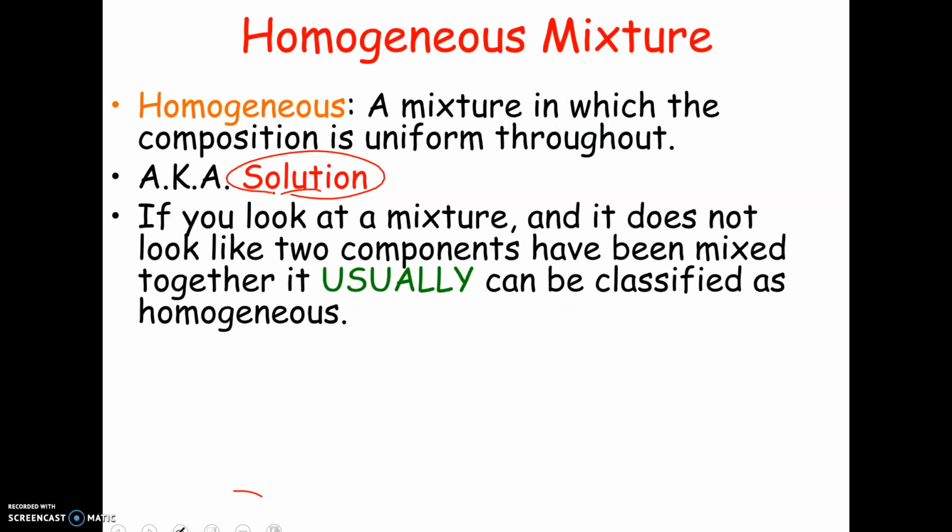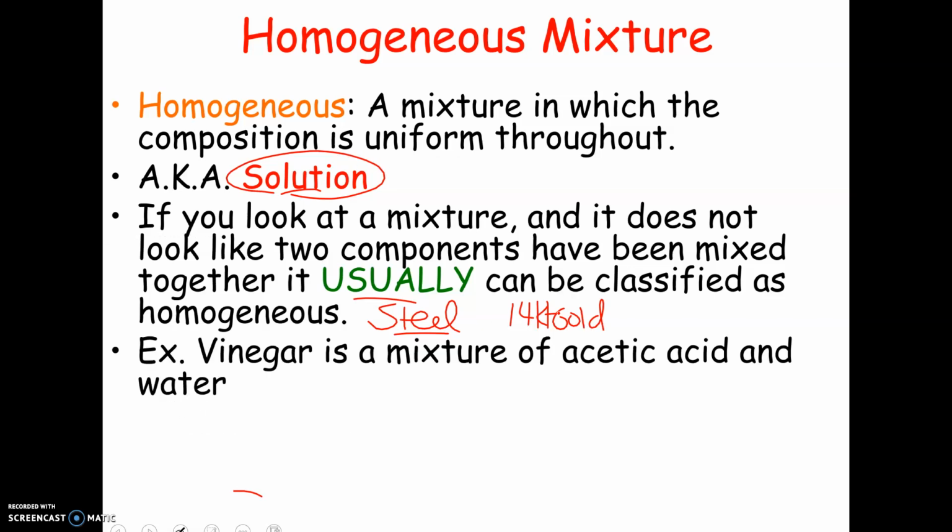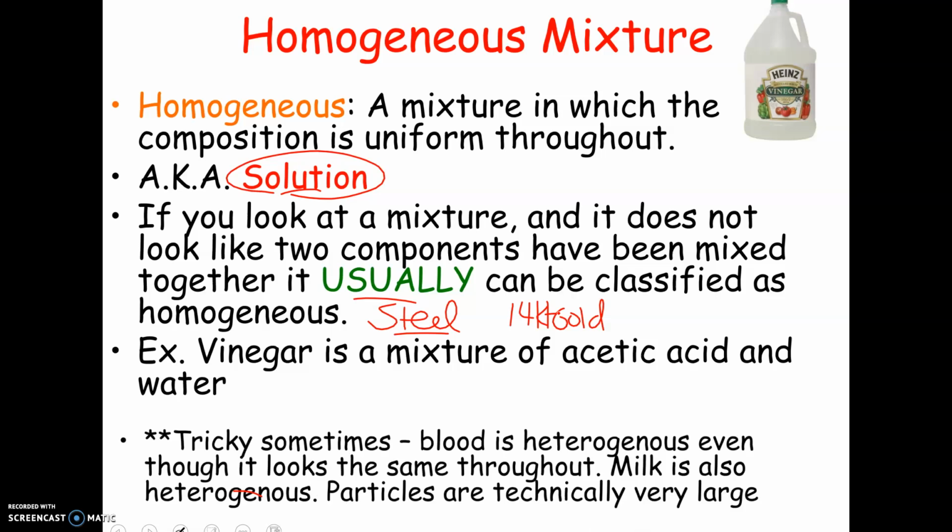So normally, if you can't see separate parts, you usually can think of it as a homogeneous mixture. Think about steel. Steel is a mixture of metals. 14 karat gold is a homogeneous mixture. It's actually several metals combined to make it durable, but it looks the same throughout. Vinegar is another one. It is a homogeneous mixture.